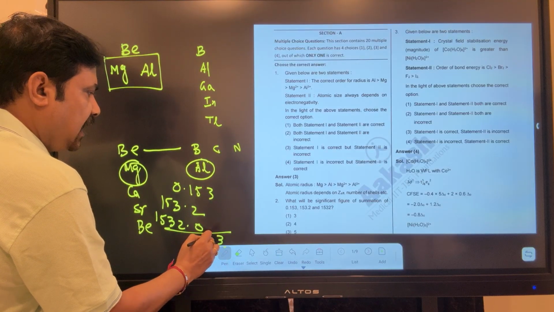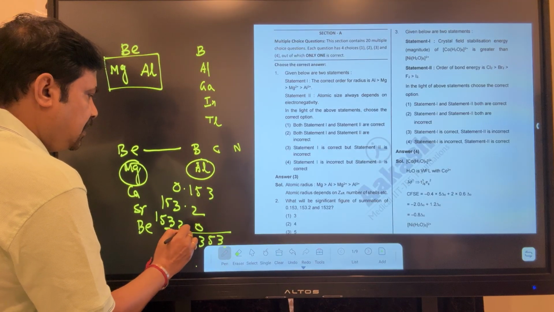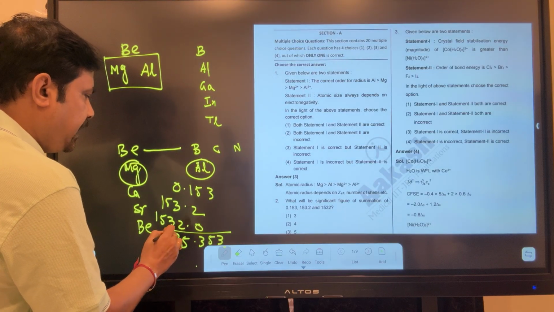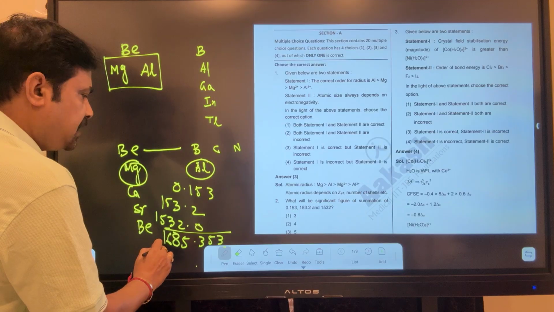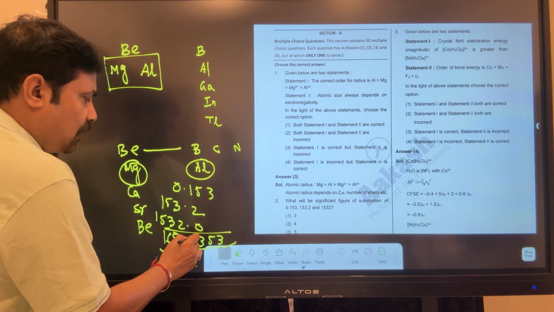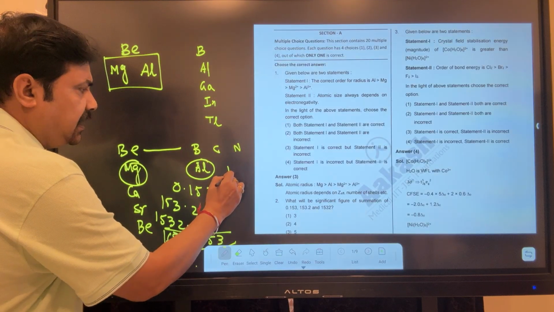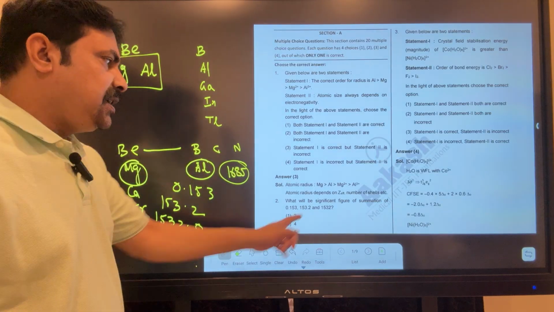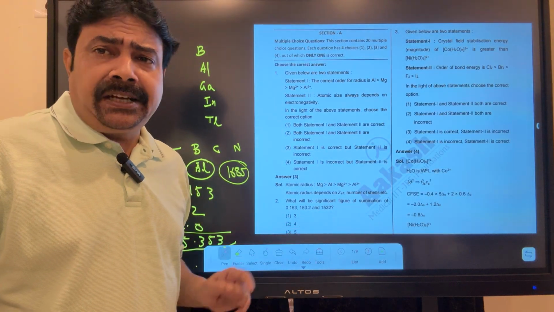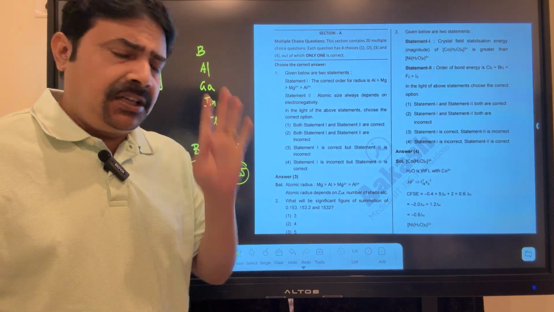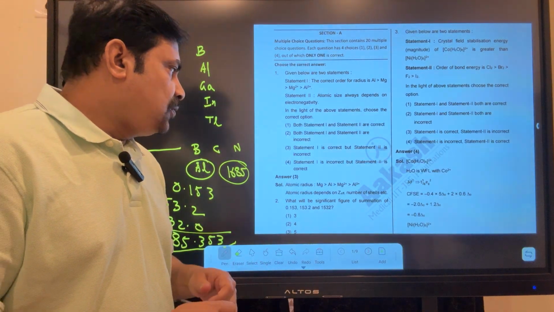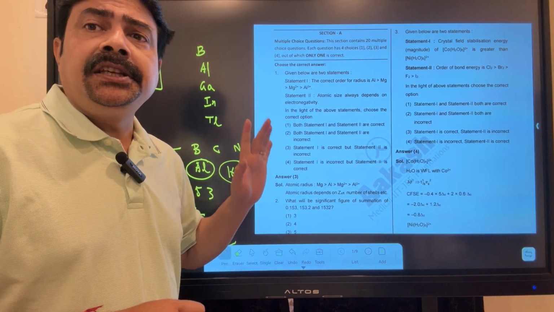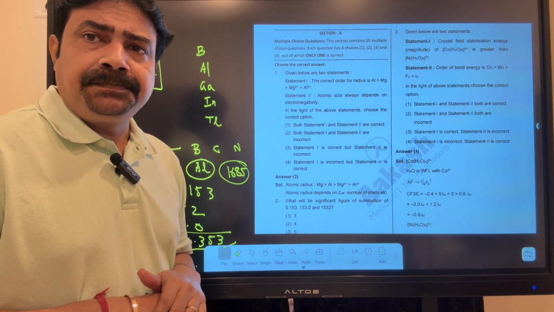Then 3, then 5, then 3, then you will get 325 and then 538 and 516, 1685.353. Now 1685.353 is nearly equal to, I can write down, 1685. So then the summation will come how much? 1685. How many significant figures? 4 significant figures. That's why your answer will be 4 significant figures, the summation of all these figures. Point is clear? Okay.